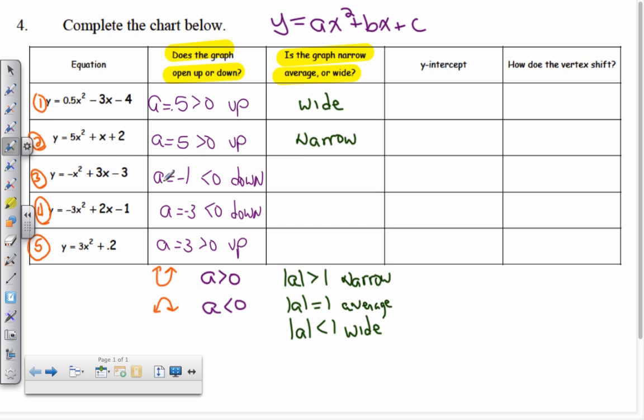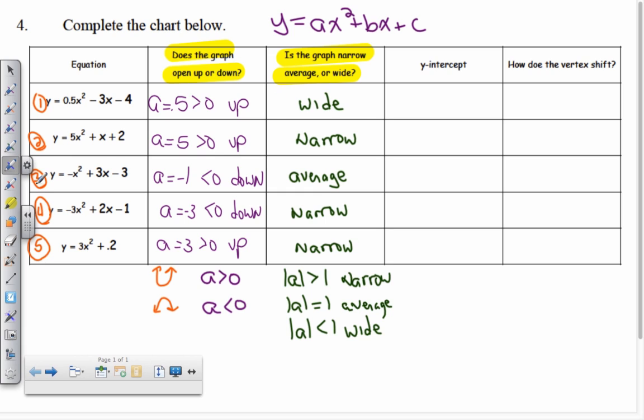Number 3, A is equal to -1, so the absolute value of -1 is 1, which we would just consider an average graph. The next one, A is equal to -3, so the absolute value of -3 is 3. 3 is bigger than 1, so again, we're going to consider this a pretty narrow graph. And the same with number 5, A is equal to 3. 3 is greater than 1, so that is going to be a pretty narrow graph as well.